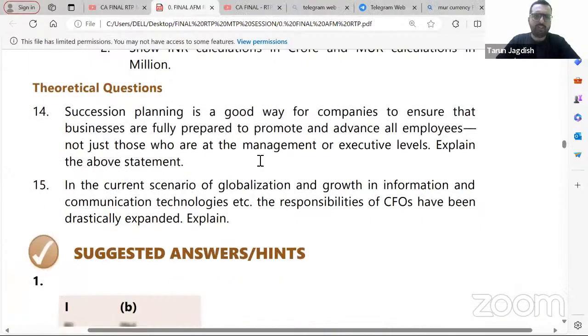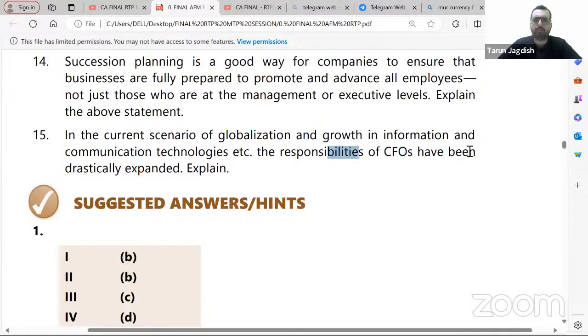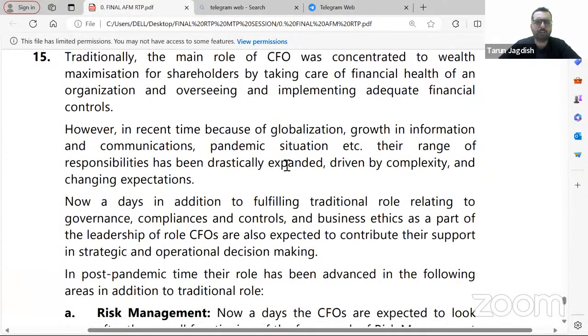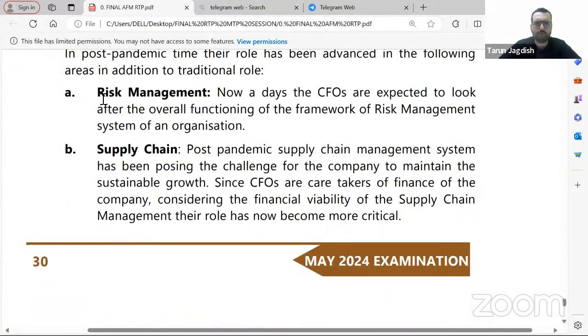The last question they're asking is, in the current scenario of globalization and growth, the responsibilities of the CFO have drastically expanded. So the CFO's role has expanded. This is there in a basic chapter. First role is risk management. He should ensure that the company does not face much risk. Whatever risk is there should be managed. Either use hedging techniques or multiple ways, but manage your risk.